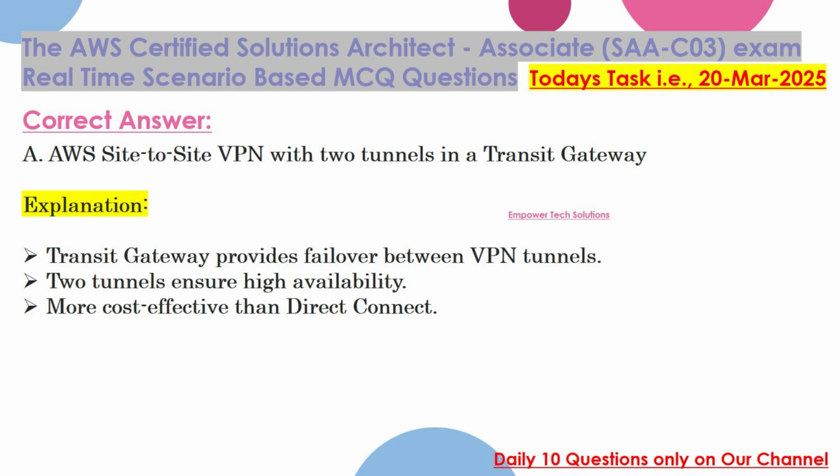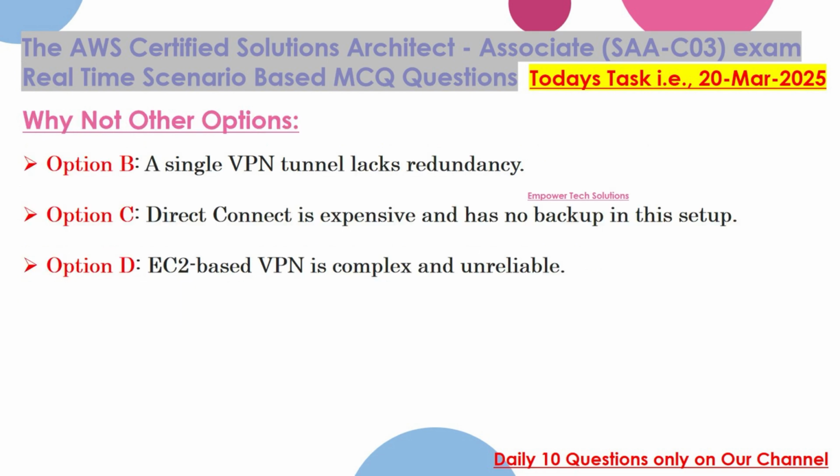Explanation. Transit gateway provides failover between VPN tunnels. 2 tunnels ensure high availability. More cost-effective than Direct Connect. Why not other options? Option B, a single VPN tunnel lacks redundancy. Option C, Direct Connect is expensive and has no backup in this setup. Option D, EC2-based VPN is complex and unreliable.